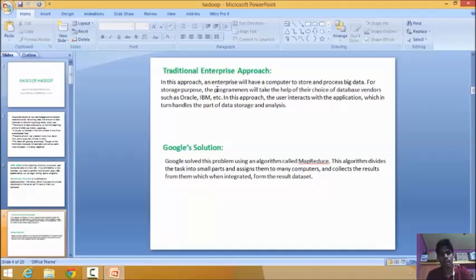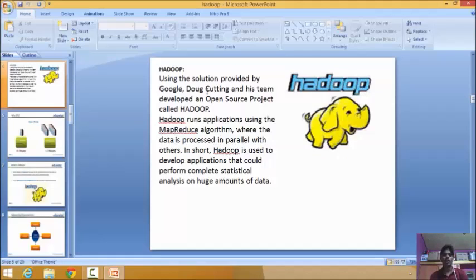Let us suppose we have data consisting of 10 GB. We have 5 systems. It splits the data into equal parts, or it may be unequal, like 2 GB in one system, 2 GB in another. Like that, in 5 systems, it stores the data. That is what Google has provided. This is Google's solution. Now Hadoop.